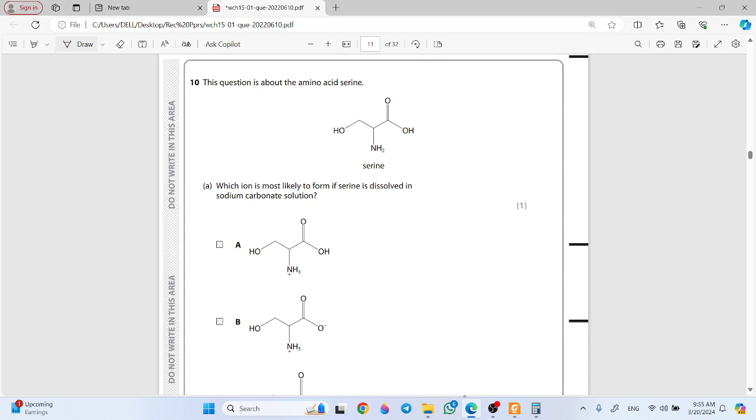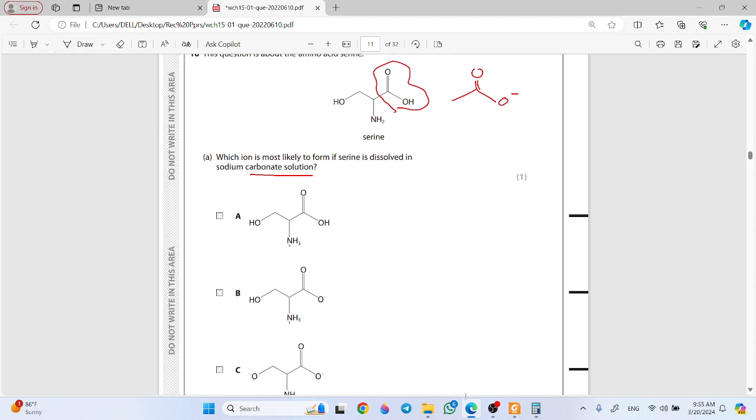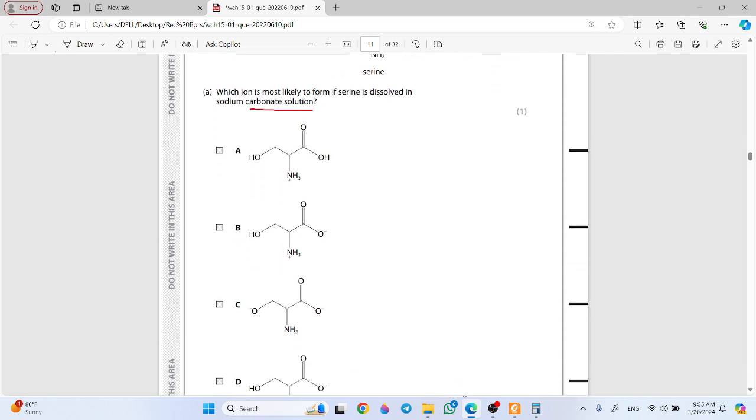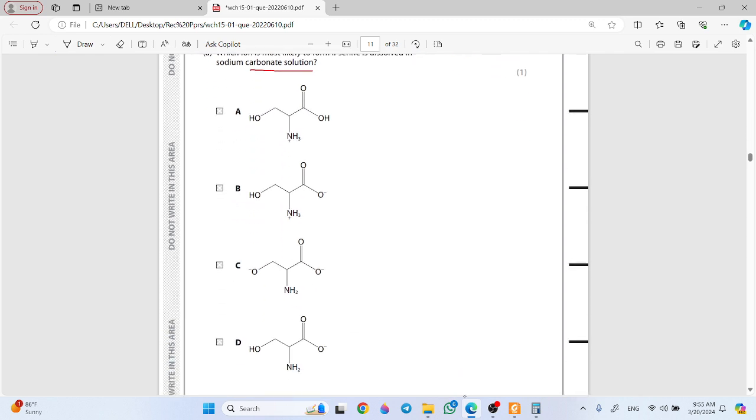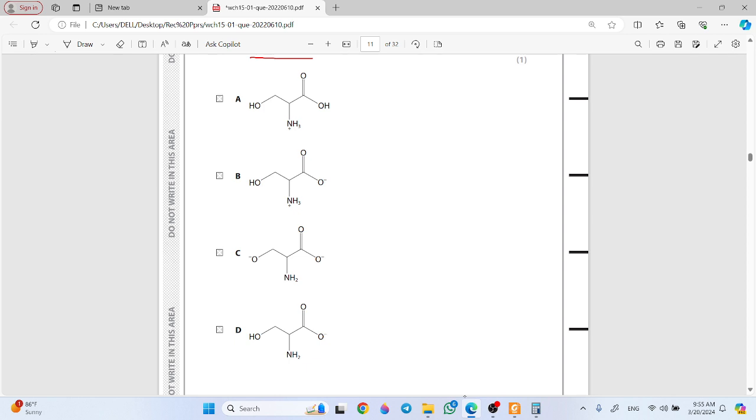Tenth one. Hope you remember about enantiomers. We can make amino acids into charge according to the medium given. Now they have dissolved in sodium carbonate solution. Remember, carboxylic acids only tend to react with sodium carbonate solution. So therefore what happened? This group becomes O minus. Alcohol does not react with carbonate. So the other groups must stay the same. So answer would be D.